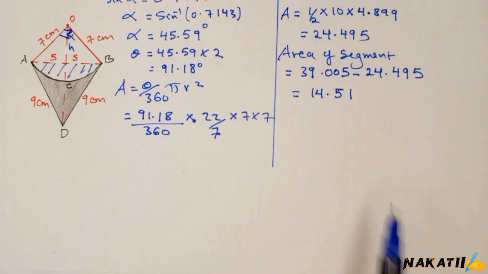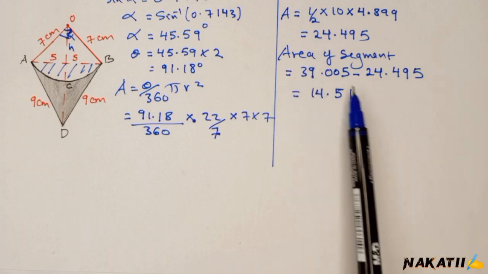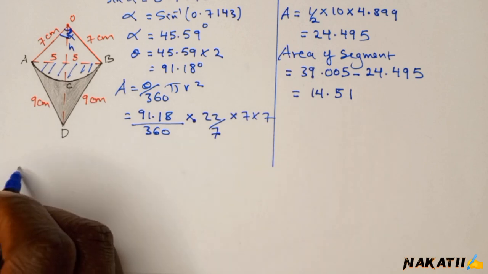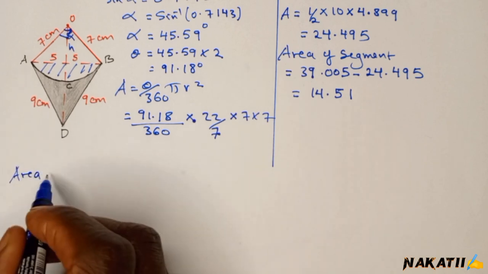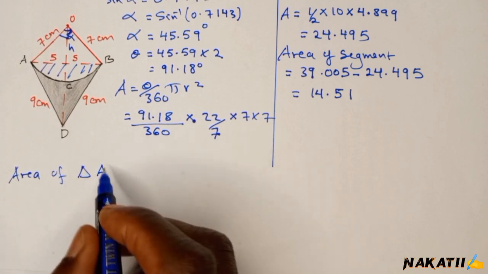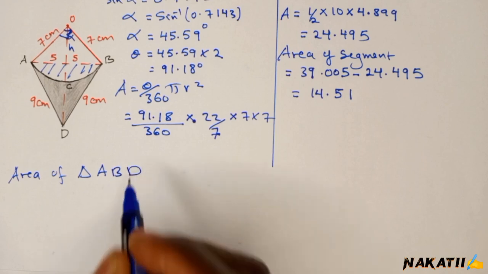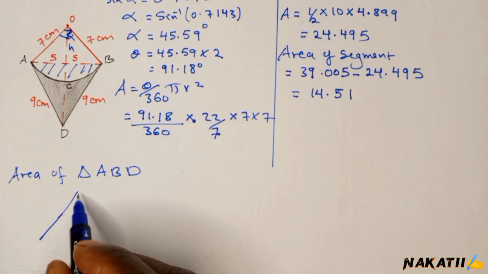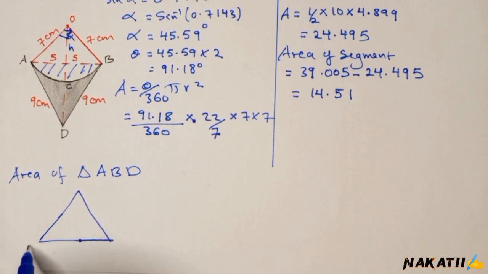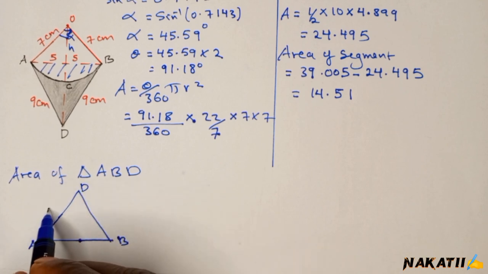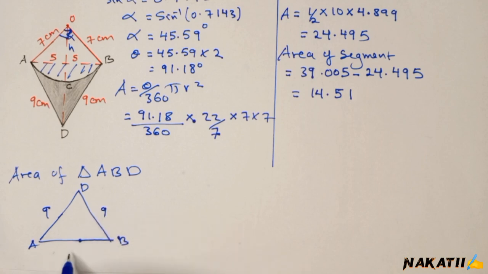So this is the area of this segment. We need now to find the area of triangle ABD. This one here is triangle A, B, and this is D. So this one is 9, 9, and this one is 10.